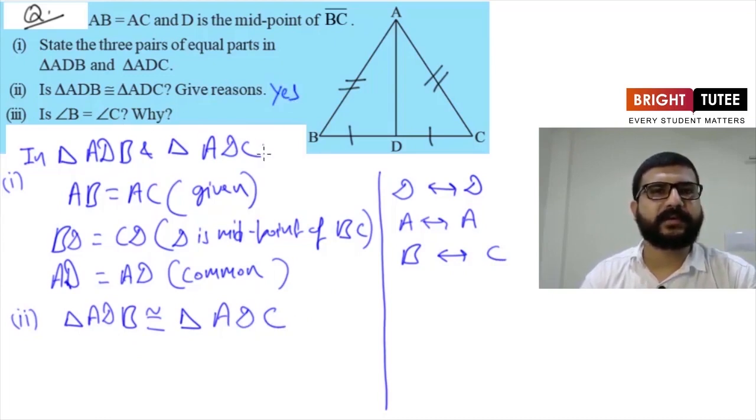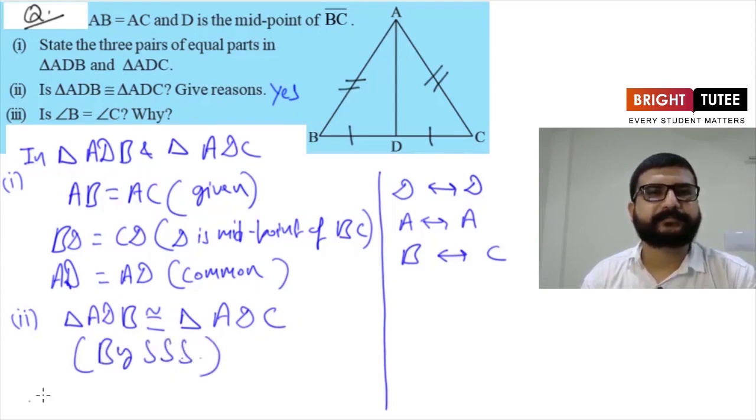Yes, these two triangles are congruent, and for the reason we can write by SSS congruency criteria. Now the third question here is, is angle B equal to angle C? Now what do you think about these two angles? This angle and this angle. Are they corresponding angles of these congruent triangles? Yes, they are corresponding parts of congruent triangles.